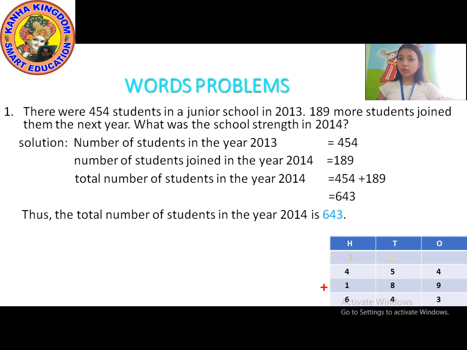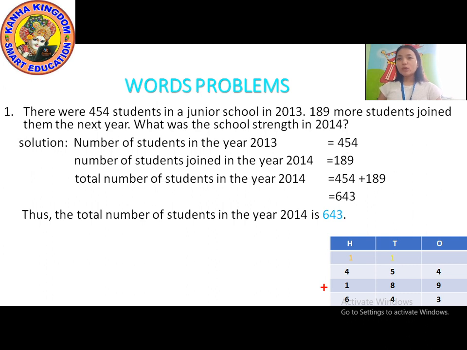In the year 2014 the number of students who joined is 189, right? It is provided in the question also. So you have to find the total number of students in the year 2014. What do we have to do to find out the total number of students in 2014? Obviously we have to add these two numbers, right? We have to add the students who were present in 2013 and the students who joined in the year 2014. So we will get the total number of students present in the year 2014, right?